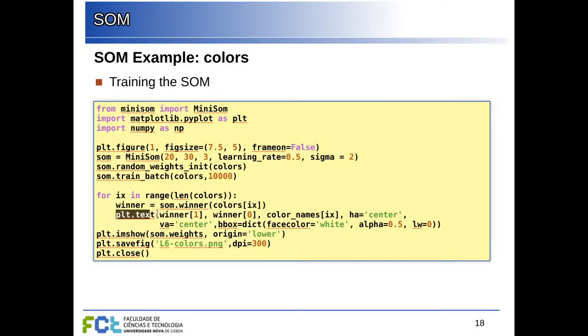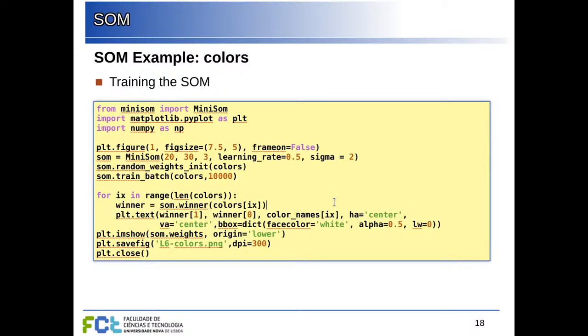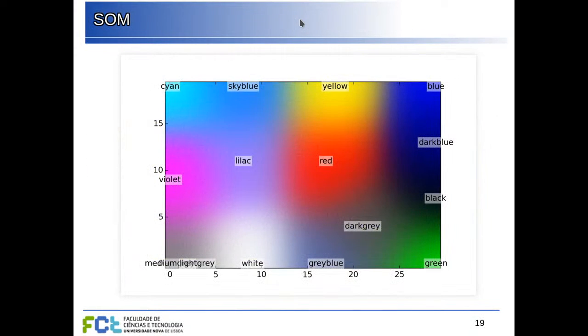And we can also plot the text of the colors in this 2-dimensional space. So what we're doing here is learning a 2-dimensional representation of the 3-dimensional space of colors. Without going into much detail on the code, because that's really not the important part here, I can show you the result. So this is the color representation of the weights of the neurons, with the neurons represented in the matrix we created. So 30 neurons by 20 neurons.